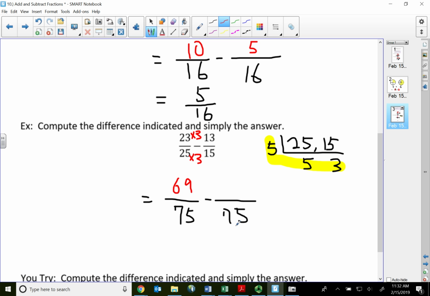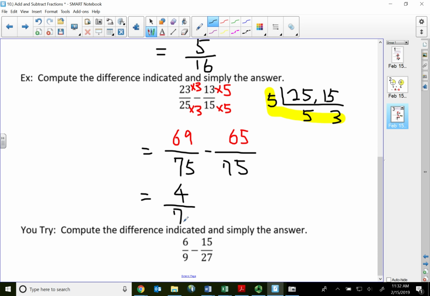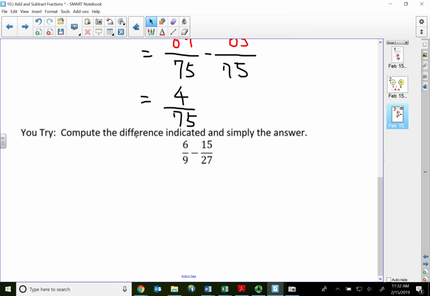All right, 15 will go into 75. Got to multiply by 5. So my numerator will also be multiplied by 5. 13 times 5 is about 65. So now, after I find the equivalent fractions, I will subtract my numerators, which is going to be 69 minus 65. That will give me 4 over 75. All right, that will be my answer. All right, now you can pause the video and give this one a try.